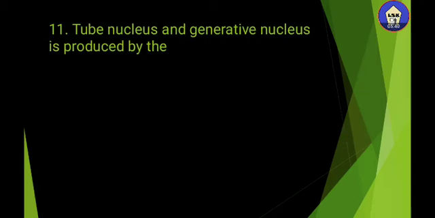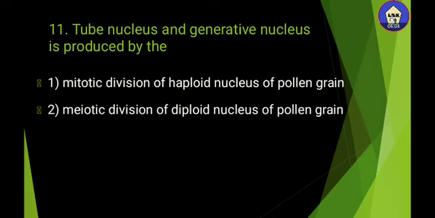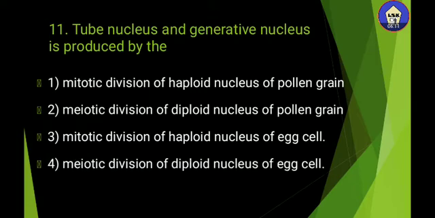Question number 11. Tube nucleus and generative nucleus are produced by. Tube nucleus is nothing but the vegetative nucleus, and the generative nucleus is produced by. Option 1. Mitotic division of haploid nucleus of pollen grain. Option 2. Meiotic division of diploid nucleus of pollen grain. Option 3. Mitotic division of haploid nucleus of egg cell. Option 4. Meiotic division of diploid nucleus of egg cell.